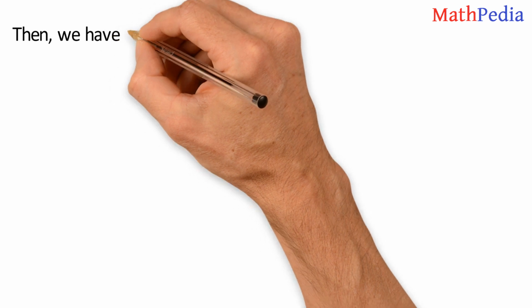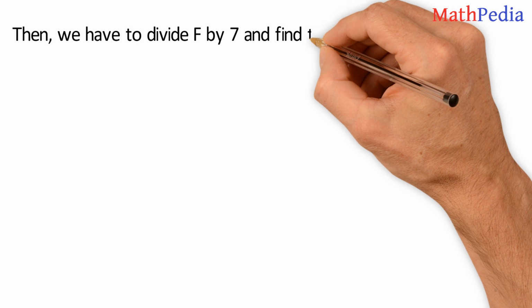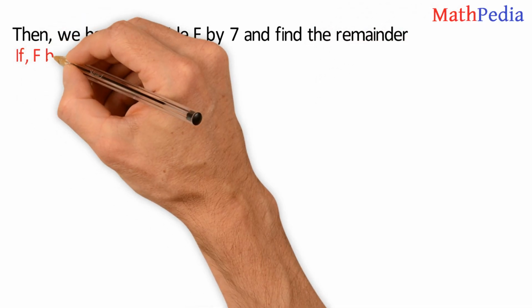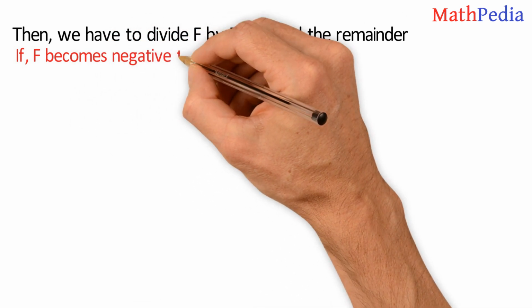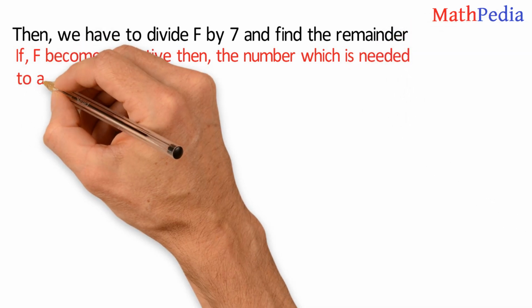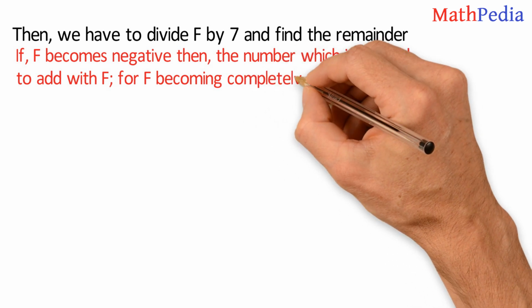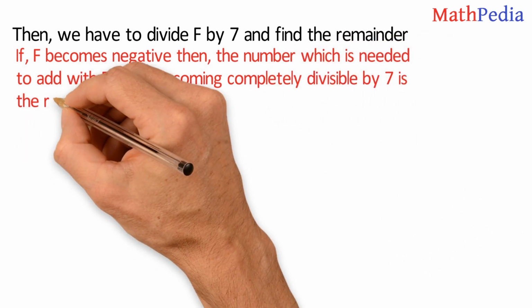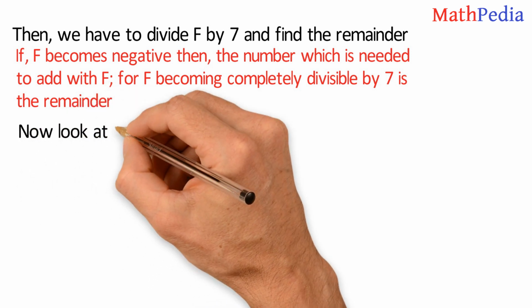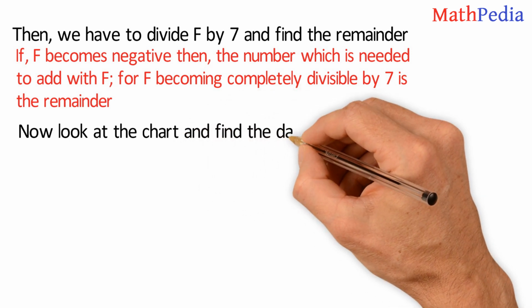Then we have to divide the value of f by 7 and find the remainder. But if f becomes negative, then the number which is needed to add with f for f becoming completely divisible by 7 is the remainder. Now look at the chart and find the day for the value of f.